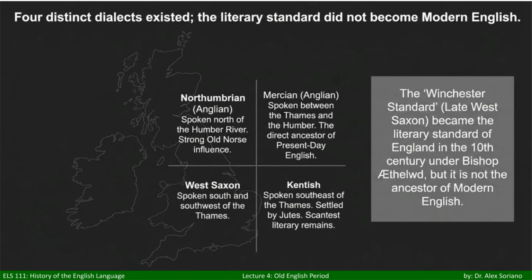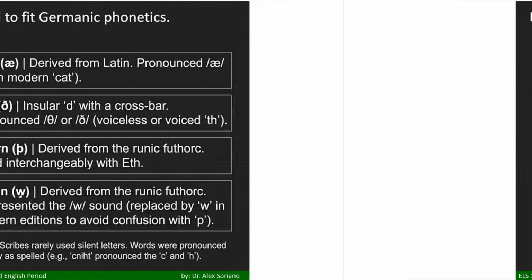The Winchester Standard, a form of late West Saxon, became England's literary standard in the 10th century, under Bishop Ethelwold. So most Old English manuscripts you'll encounter are written in West Saxon. But, as the box states directly, that dialect is not the ancestor of modern English. The dialect with the most surviving prestige literature is not the one that actually became our language today.